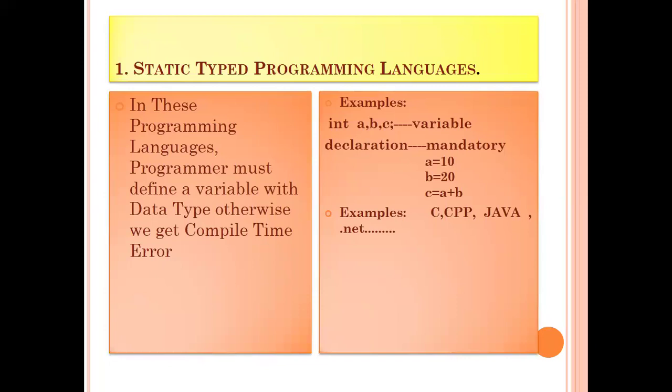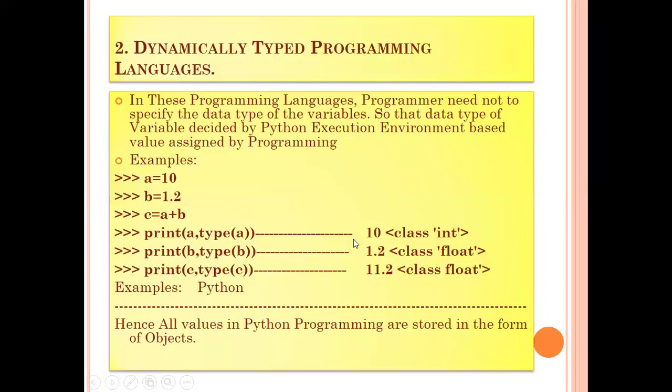Clear? Have you understood the difference between the static type programming language and the dynamically typed programming language? Here, the programmer must define a variable. There, we need not define the variable. Whenever we write type, we'll get it. Any questions? No questions. Let's go ahead.